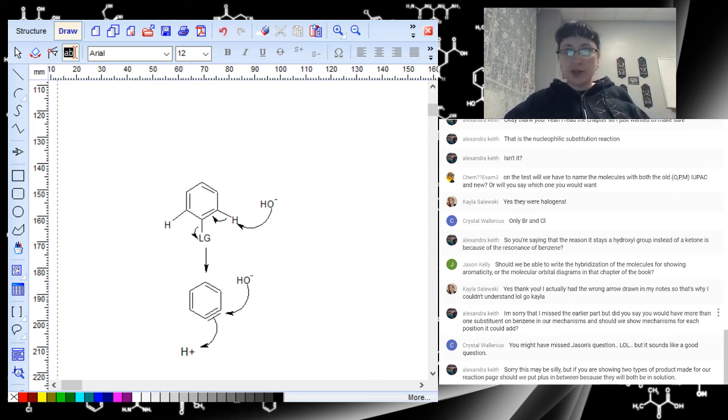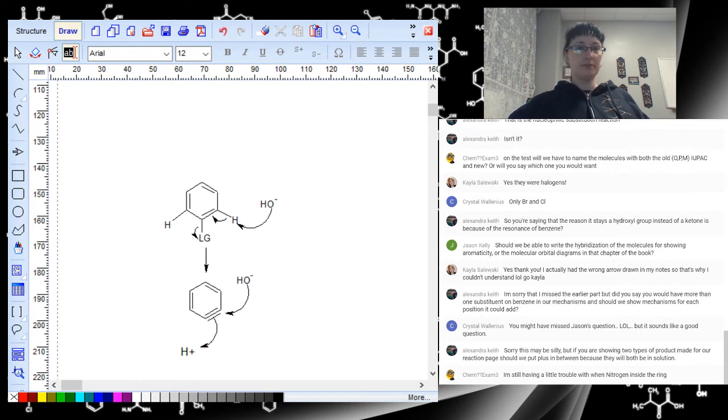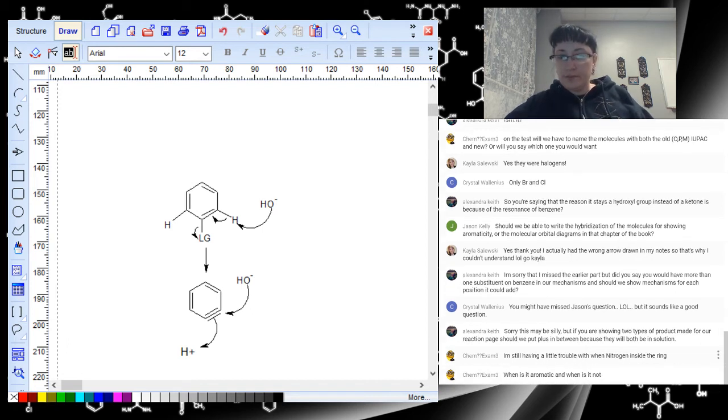Yeah, generally speaking, you would put a positive sign if you have more than one product. Why are you having trouble with the nitrogen inside the ring? If it can meet all of the requirements for aromaticity, okay?